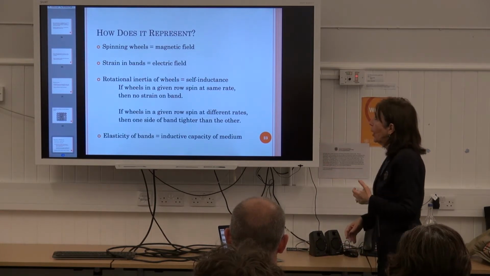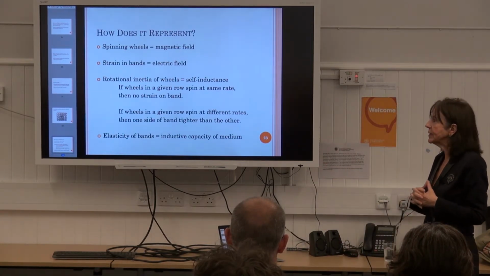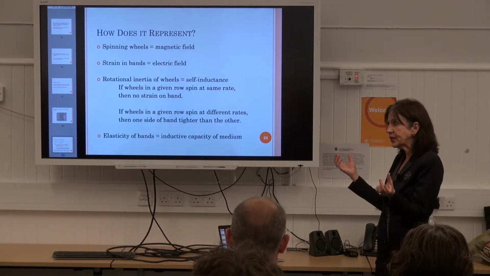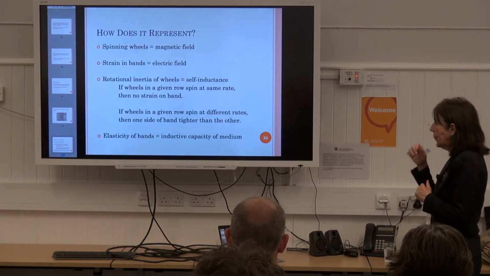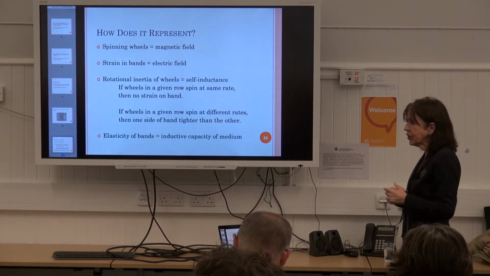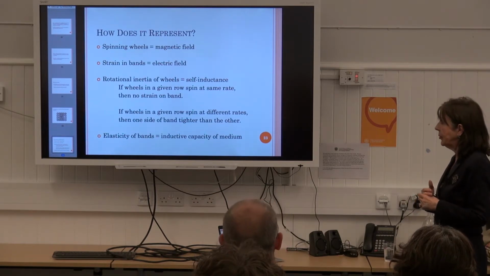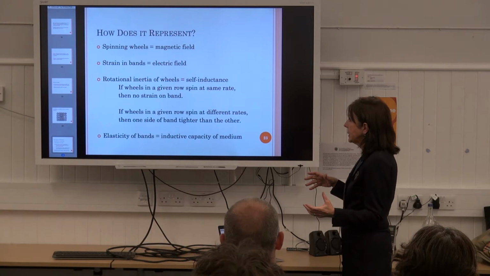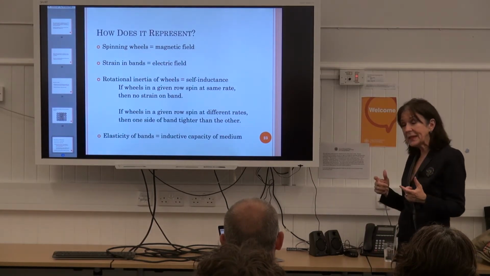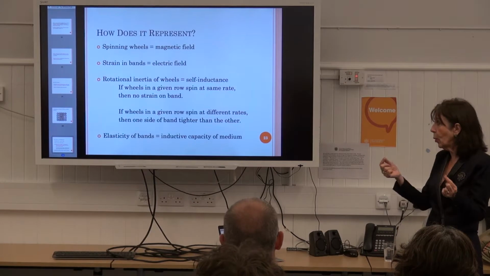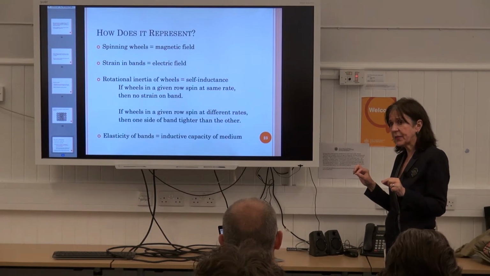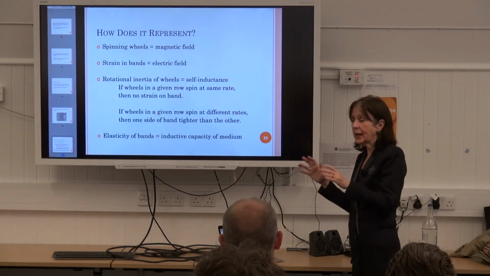So how does it represent? Well, the spinning wheels are the magnetic field. The bands are the electric field. So when the wheels spin, the bands strain. You've got electric fields. The rotational inertia of the wheels corresponds to self-induction, so that if the wheels spin at the same rate, there's not going to be any strain on the band. But if they spin at different rates, then there's going to be strain on one side of the band. And the elasticity of the bands represents the inductive capacity of the ether. So it's all very, very clever.